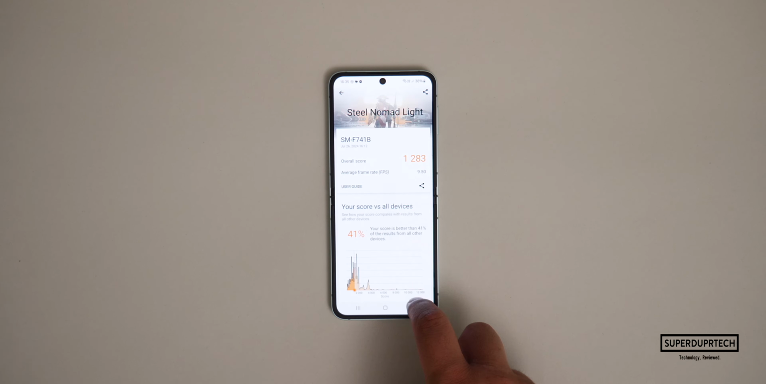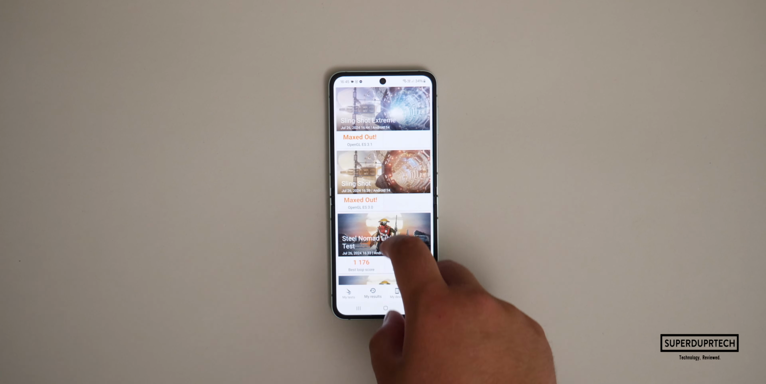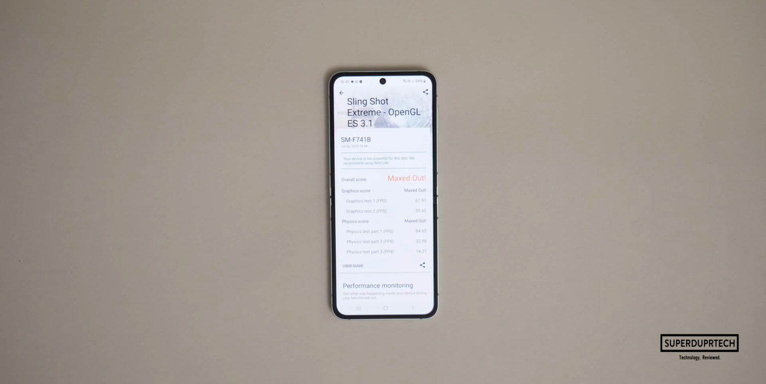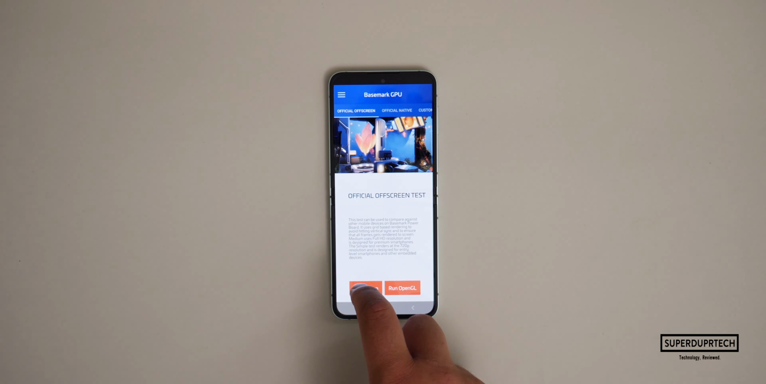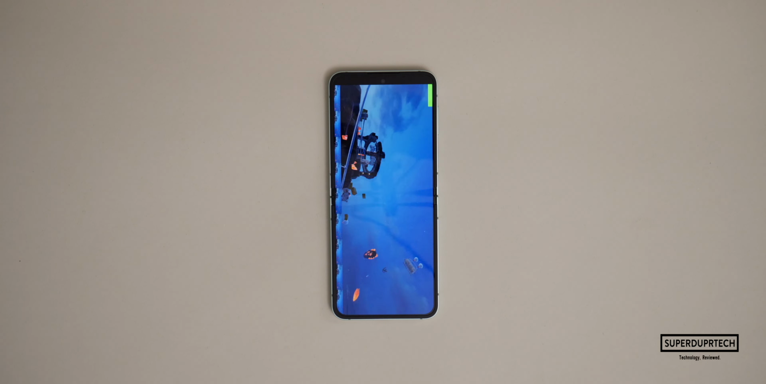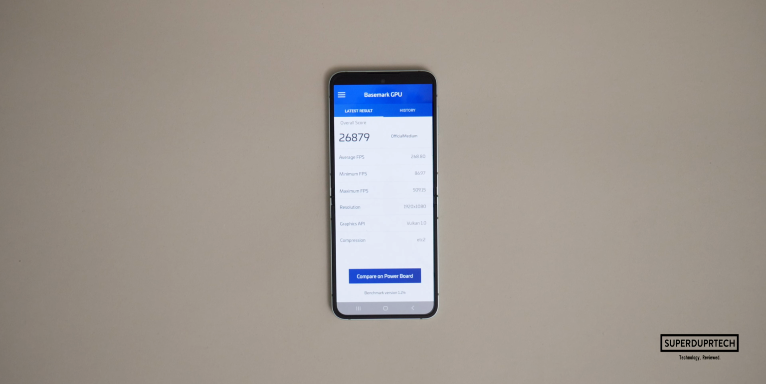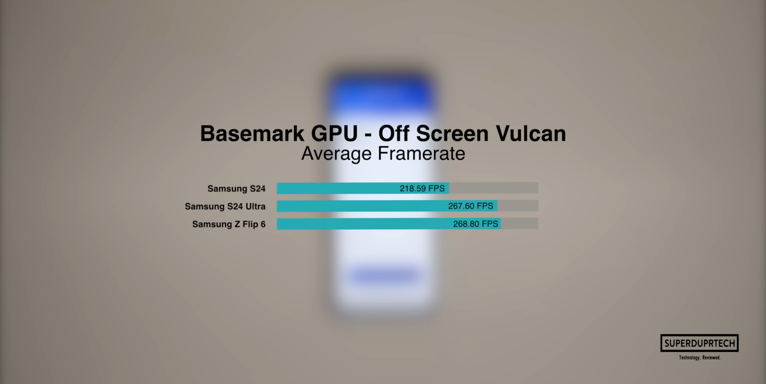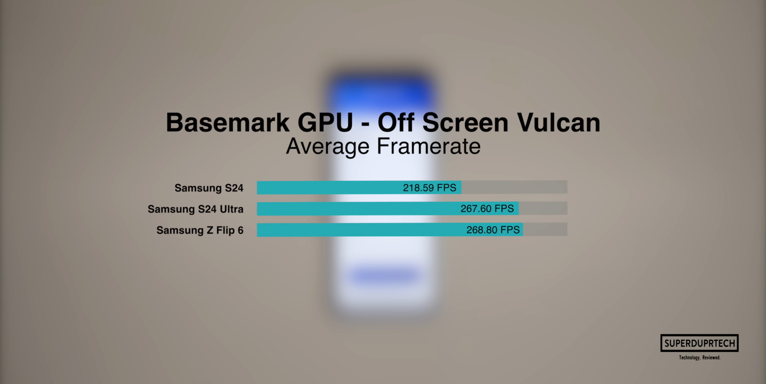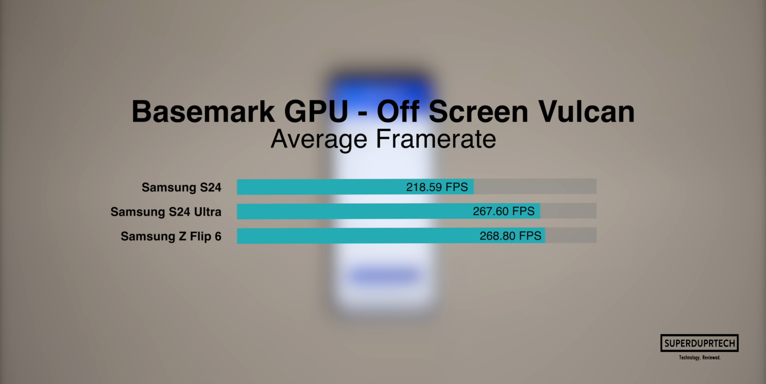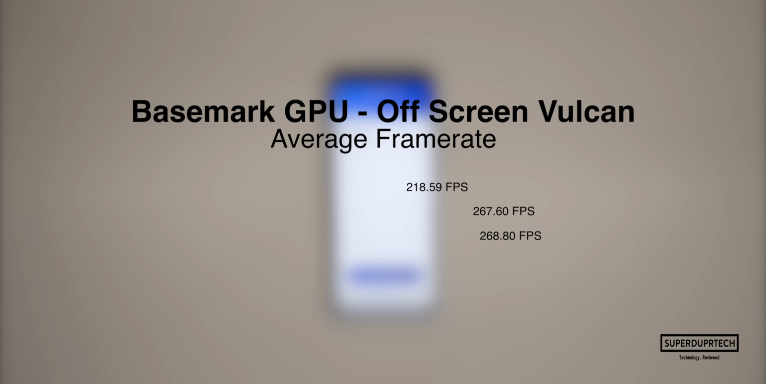I once again wanted to further test the GPU in this Z Flip 6, so I ran a number of different Basemark GPU tests, and when running the off-screen Vulkan test, it scored 26,879, with it scoring an average frame rate of 268.8 frames per second, which is certainly higher than the 218.59 frames per second that we saw with the S24.